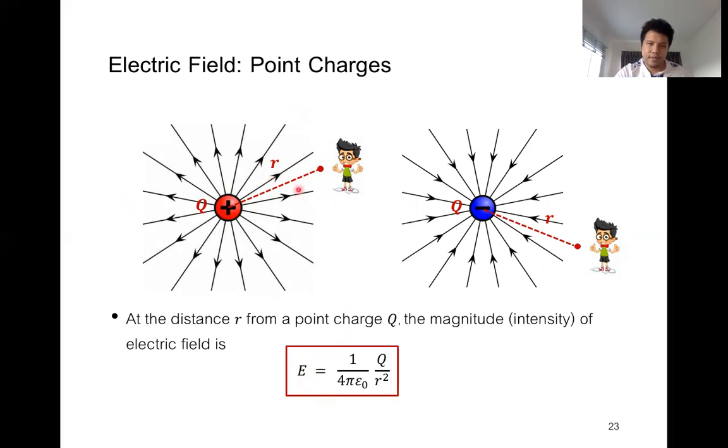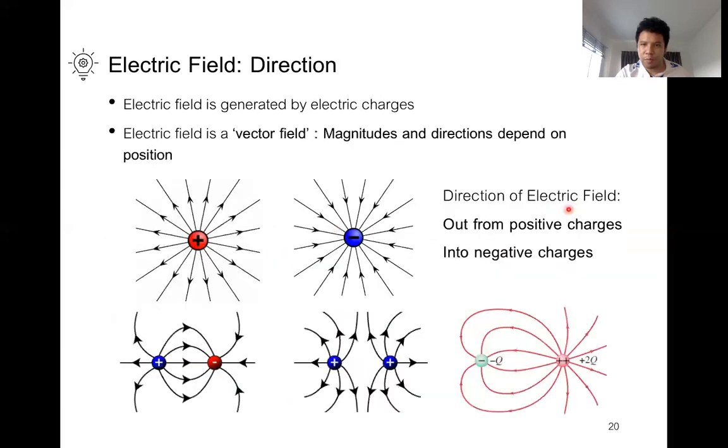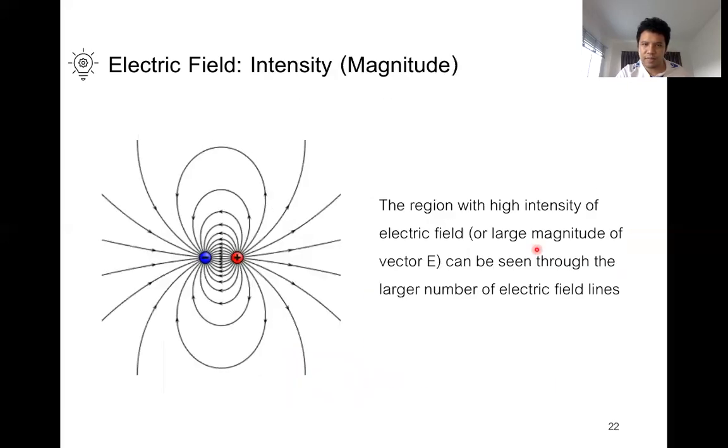Okay, so this is the magnitude, but for the direction, as we discussed before, the direction of electric field will come out from positive and go into negative.